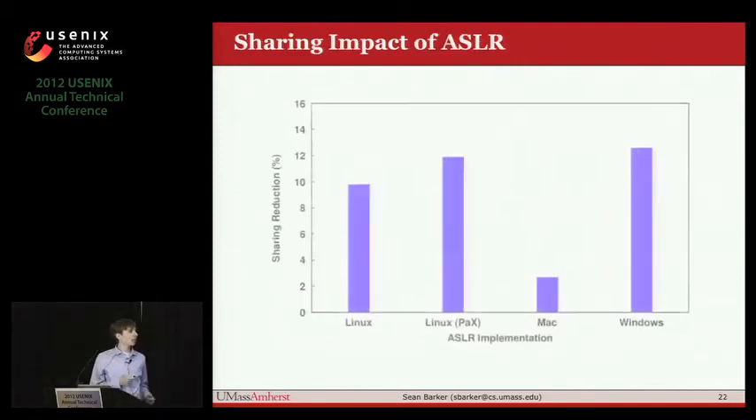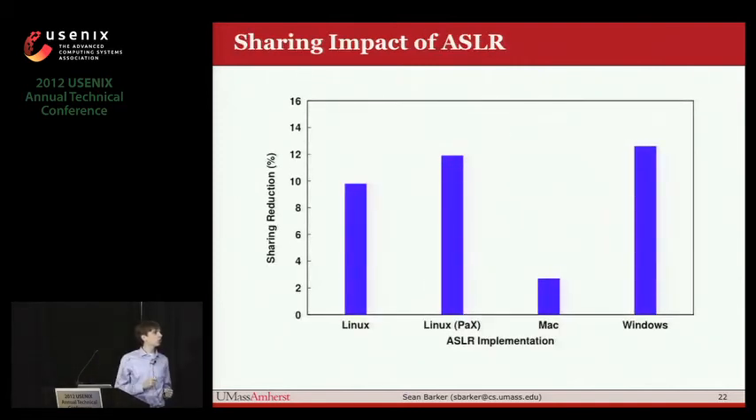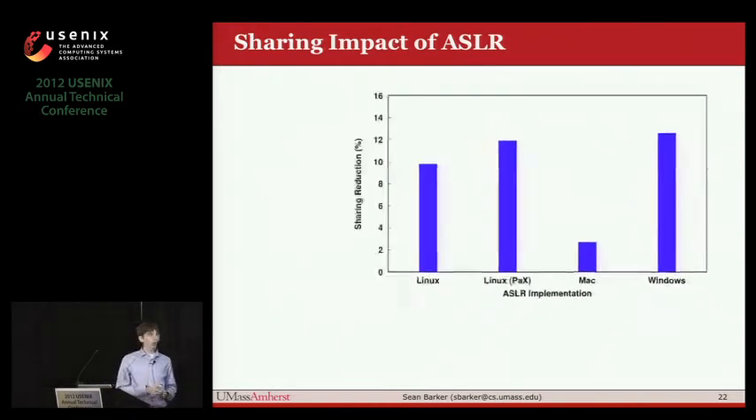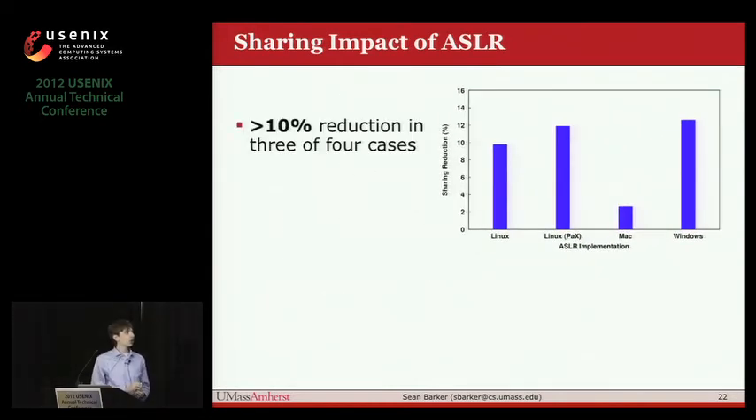So what does this look like? This graph shows, for each of these 4 ASLR implementations, the sharing reduction as a percentage when we enabled ASLR. What we saw was that in 3 of the 4 cases, we saw at least a 10% reduction. That is certainly significant, not horrible, but certainly significant.